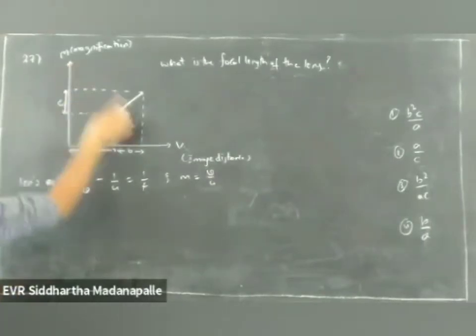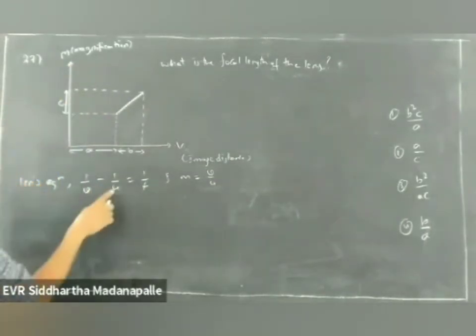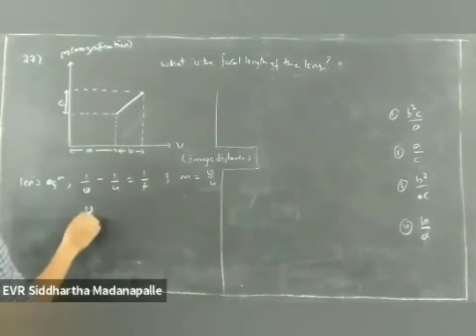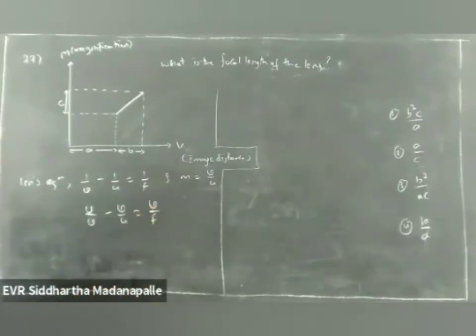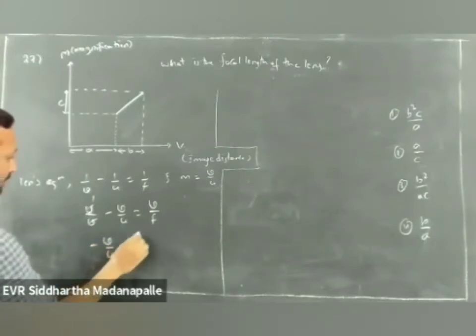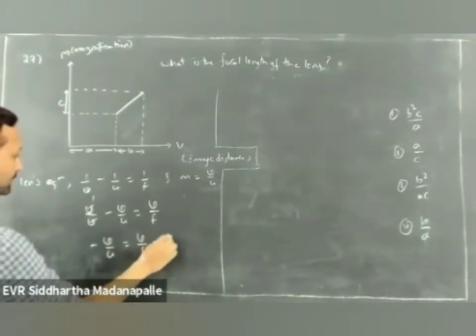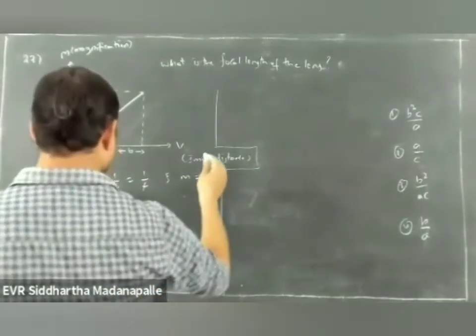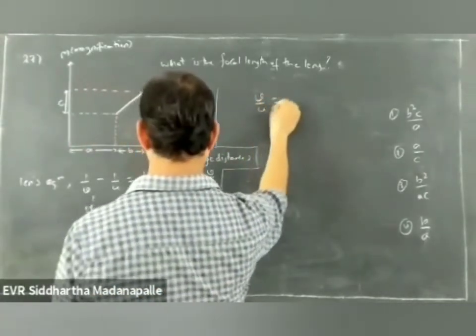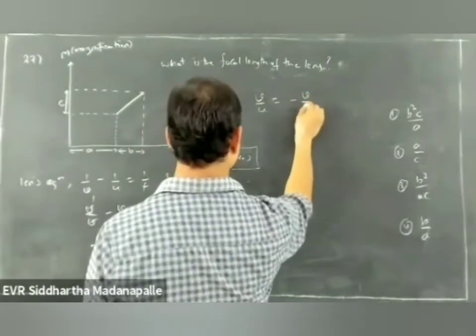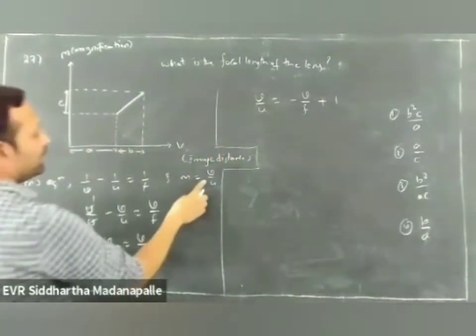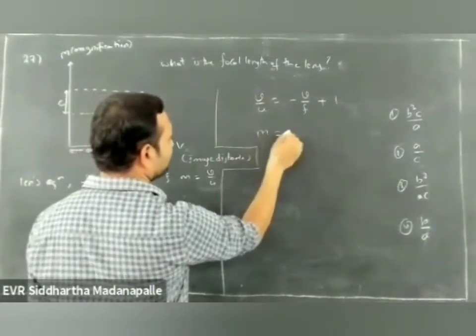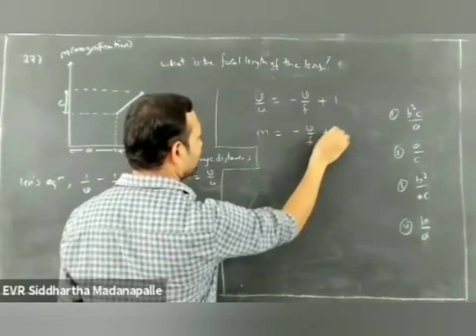We need a graph between V and U, so U has to be eliminated. Dividing by V, U by V minus V by U is equal to V by F. So minus V by U is equal to V by F minus 1. So V by U is equal to minus V by F plus 1. Now what is V by U? V by U is nothing but M. So M is equal to minus V by F plus 1.